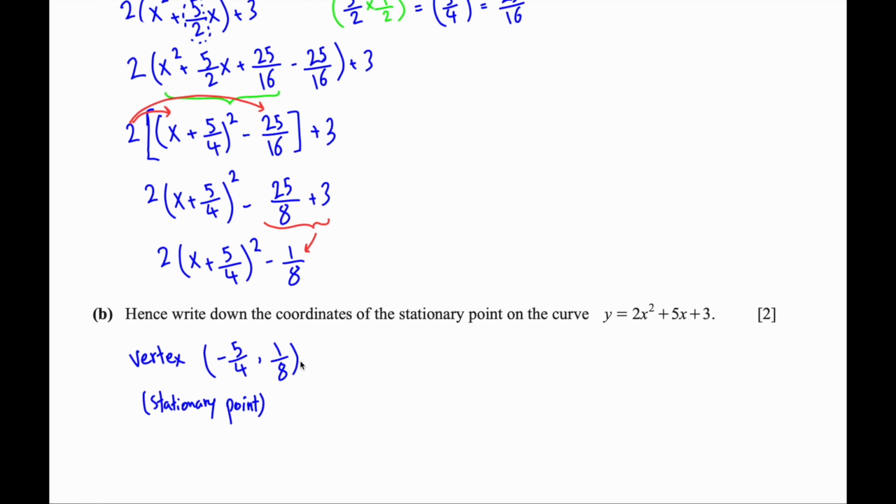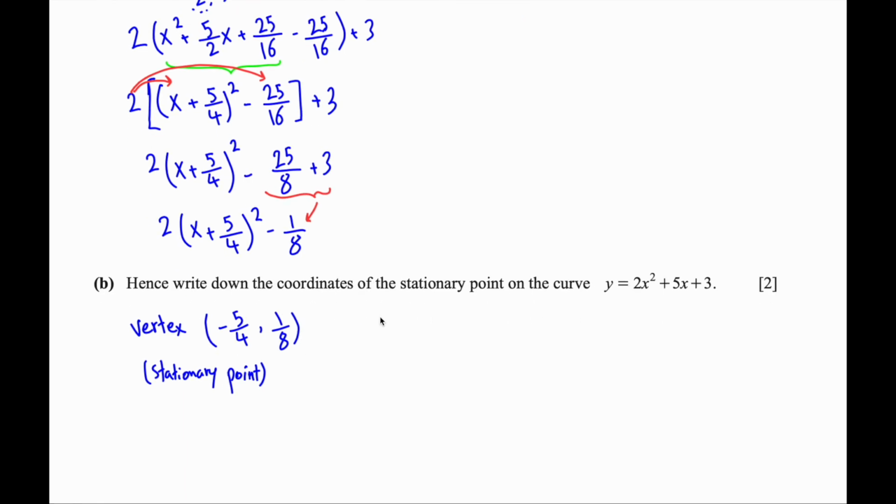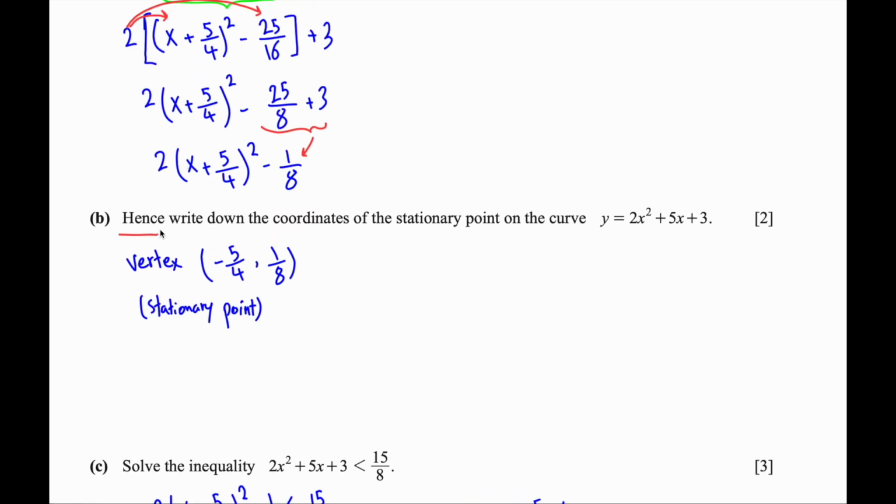In part B, you are asked to find the coordinates of the stationary point on the curve. However, since the word "hence" is used, and as you know there are a few ways to find the coordinates of a stationary point, the most famous one is taking the derivative. But if you've already got the equation of your quadratic in this format, there is a faster way actually. You can take these two values, which are basically the x and y coordinates of your vertex.